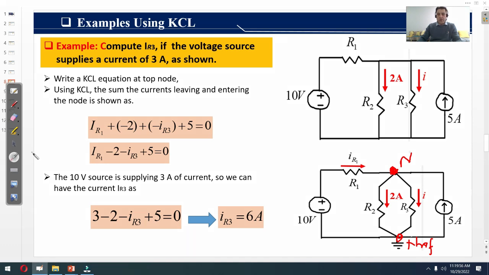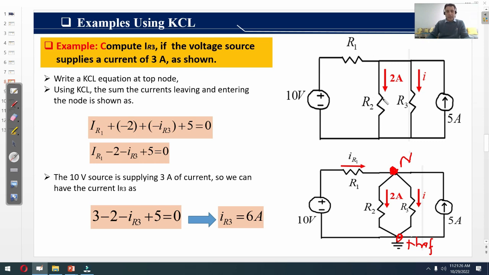We take an example in order to further understand Kirchhoff's current law. Compute IR3 if the voltage source supplies a current of 3 ampere as shown by this figure. Let's try to understand this circuit. It consists of 2 independent sources. This one is an independent voltage source. This one is an independent current source. As indicated by the example, the voltage source supplies a current of 3 ampere to this circuit across this resistor R1. This circuit also shows the resistor combination of R1, R2 and R3. 2 ampere is the current flowing across resistor R2 and I is the current flowing across resistor R3.